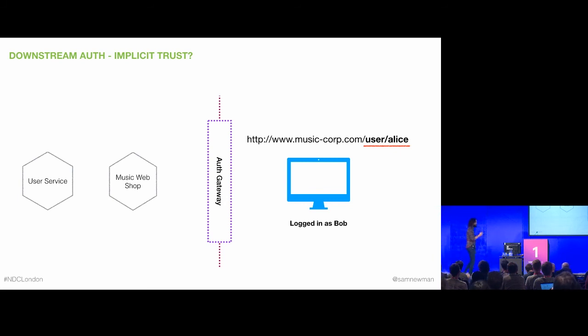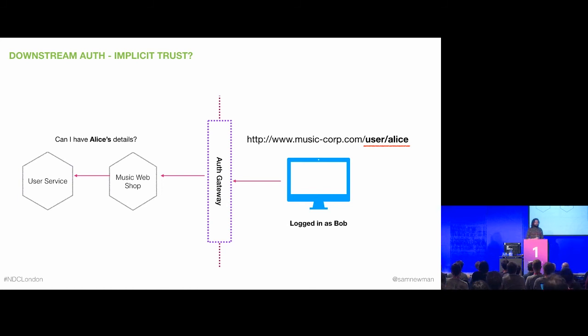So the request comes in. The auth gateway says, are you logged in? And there's a token. Oh, you're logged in. Great. I'll send the request downstream to the web shop. The web shop says, well, I don't actually store that information, so I'm going to go and ask. And it goes to the user service and says, can I have Alice's details?